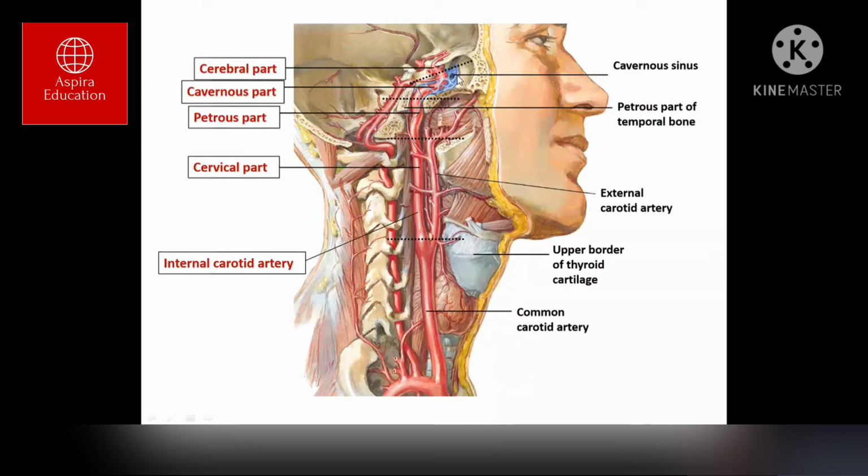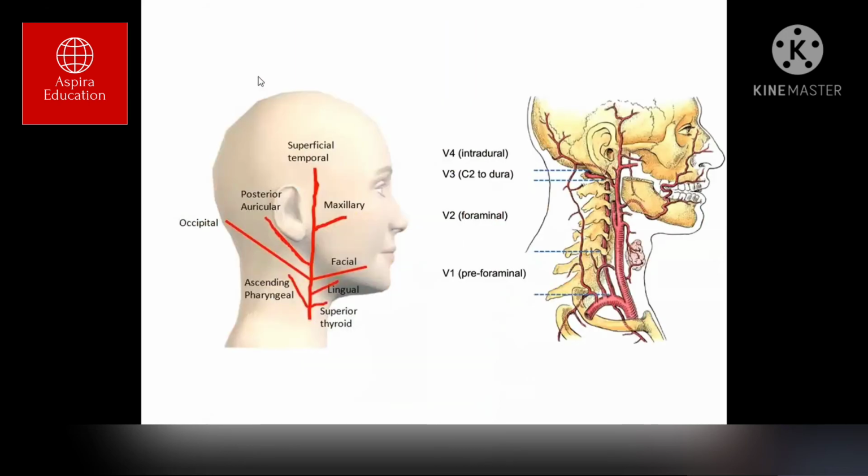Here the cavernous sinus, which is venous blood, is in direct contact with the internal carotid artery. Subsequently, it enters the brain, continuing as the middle cerebral artery, what is called the cerebral part. So these are the four parts of the internal carotid artery. Remember, there are no branches of the internal carotid artery in the neck.